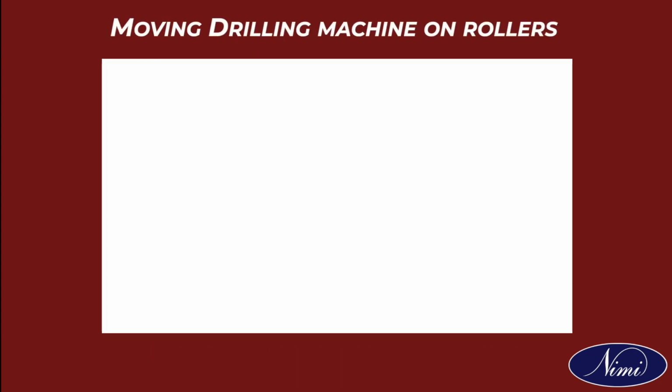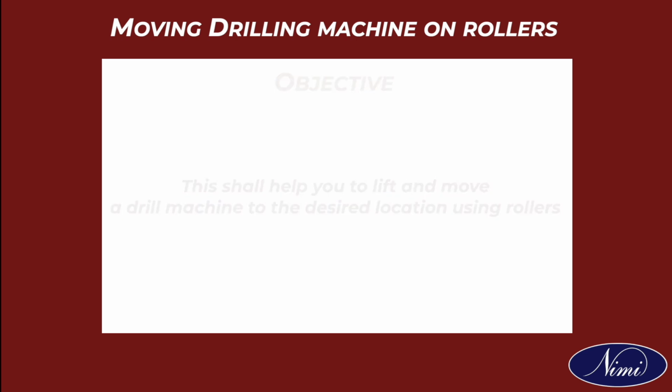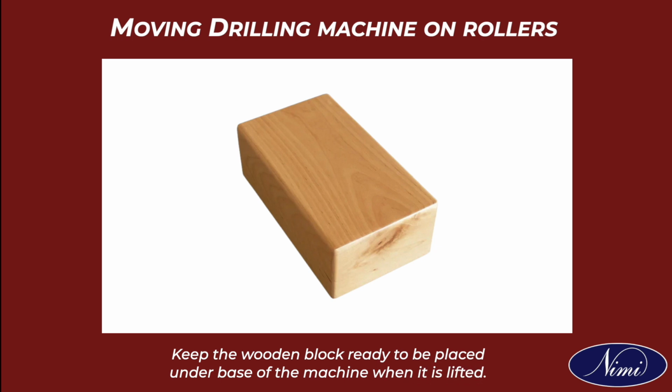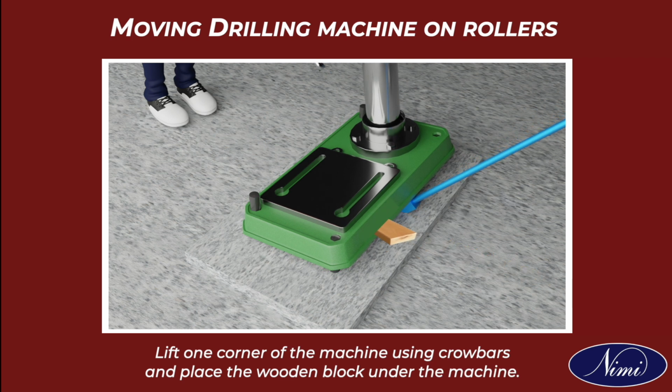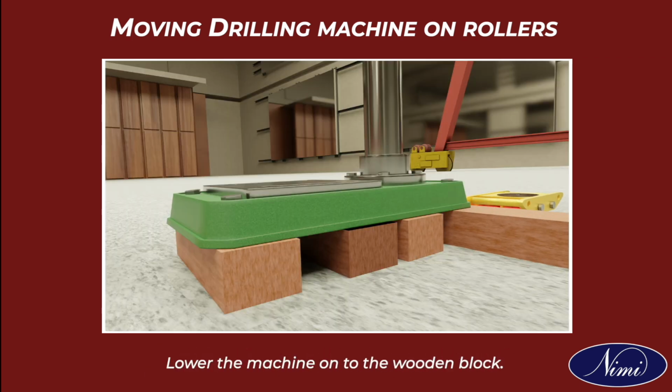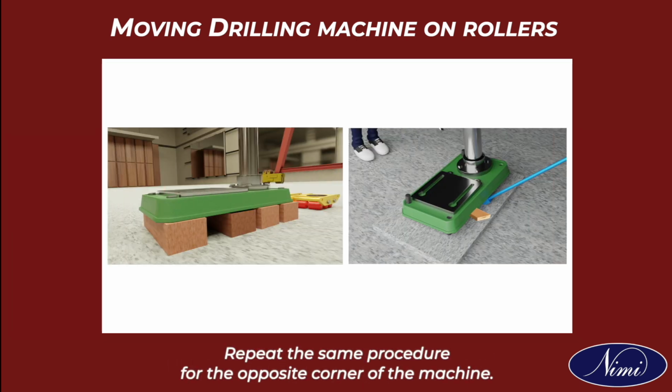Moving drilling machine on rollers. Objective. This shall help you to lift and move a drilling machine to the desired location using rollers. Keep a wooden block ready to be placed under the base of the machine when it is lifted. Lift one corner of the machine using crowbars and place the wooden block under the machine. Lower the machine onto the wooden block. Repeat the same procedure for the opposite corner of the machine.